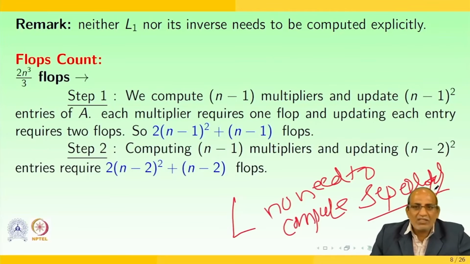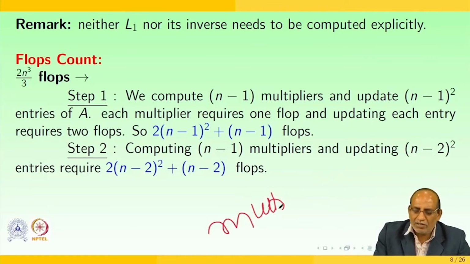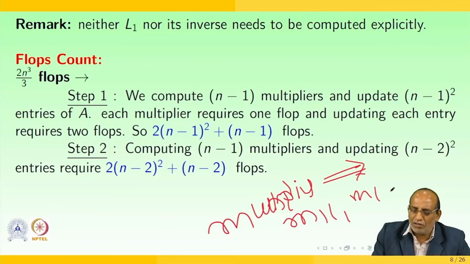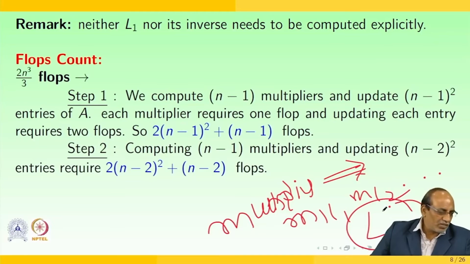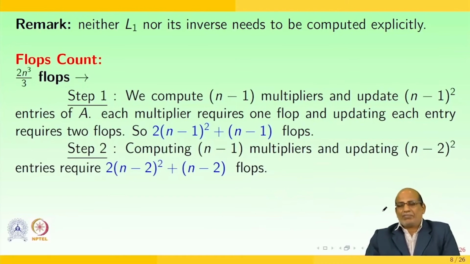So that means you do get multipliers. When you use all the multipliers, M11, M12, etc., you do get what you call a lower triangular matrix. So therefore, there is no need to compute it explicitly and separately.